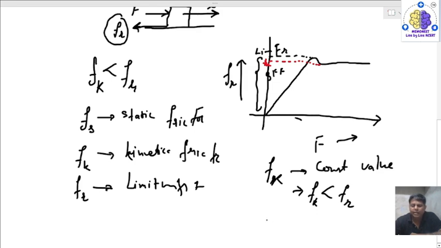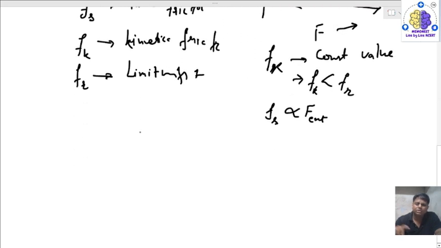Then next thing we find is that the static frictional force is directly proportional to the externally applied force. That is, as the applied force increases, the static frictional force increases. Therefore, we have a straight line in this region, and then we have a constant value which is greater than the kinetic frictional force, and that is known as limiting frictional force, beyond which the body starts moving in the forward direction, right? So these are the types of frictional force.